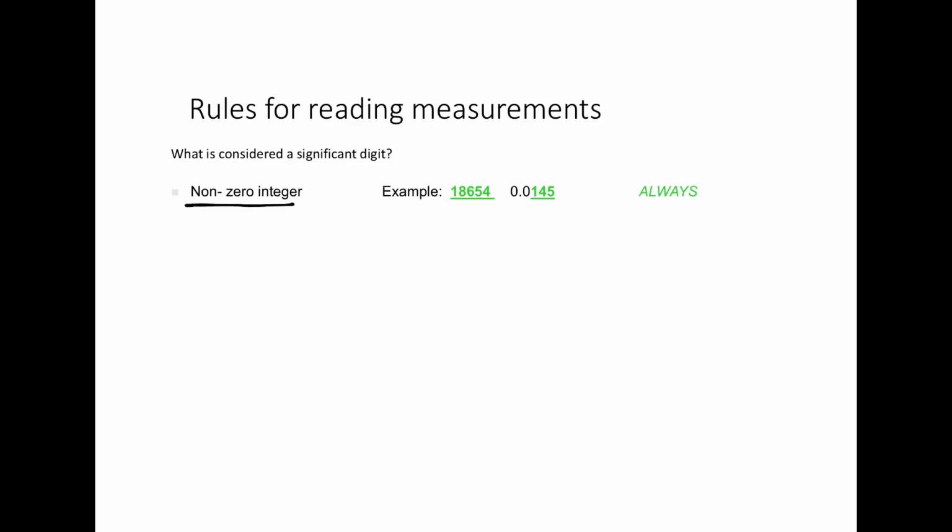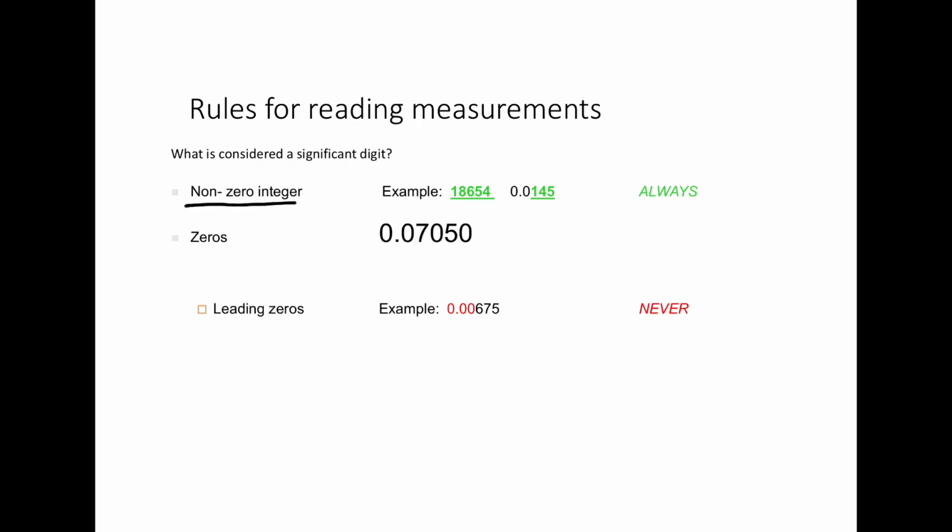Now, non-zero numbers are always measured numbers, and so they are always going to be significant. Let's look at the examples that we have here. In the first example, there are 5 numbers that are non-zeros, and all of them are significant. In the second one, there are 3 values that are non-zero, and so there are 3 significant digits.